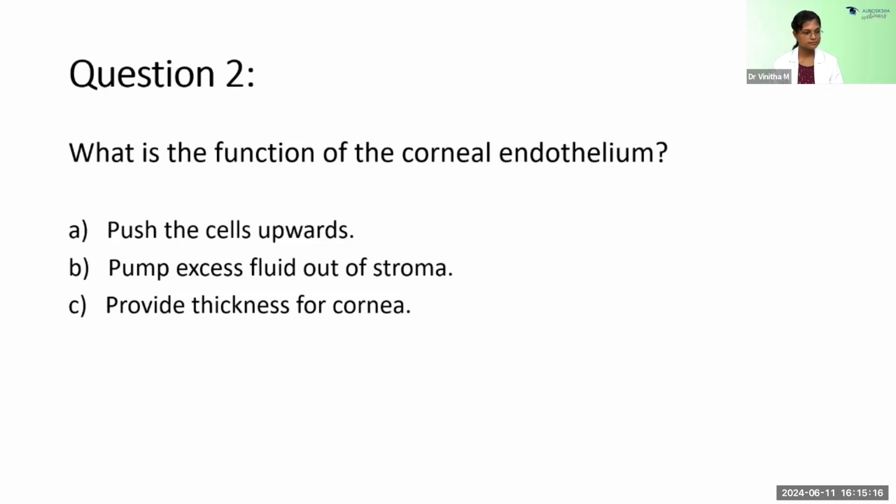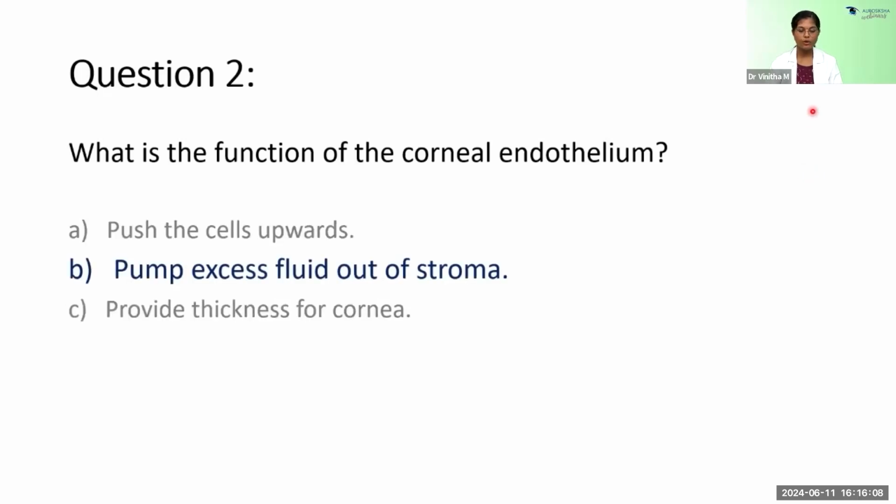I'm going to close the poll now. It pumps the excess fluid out of the stroma. It's correct.